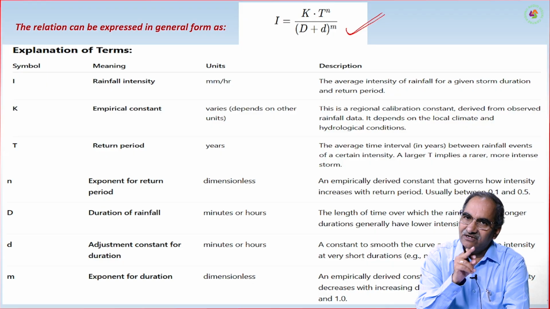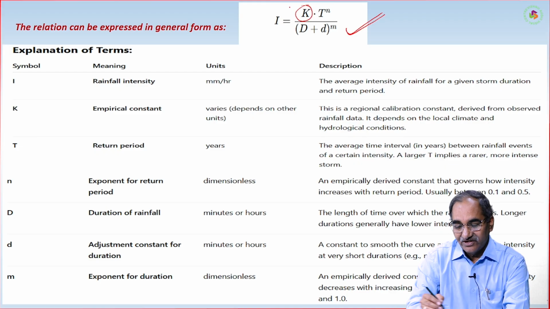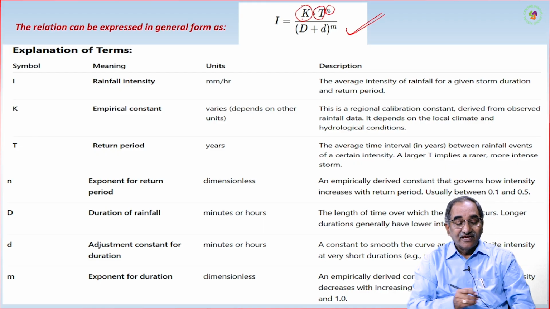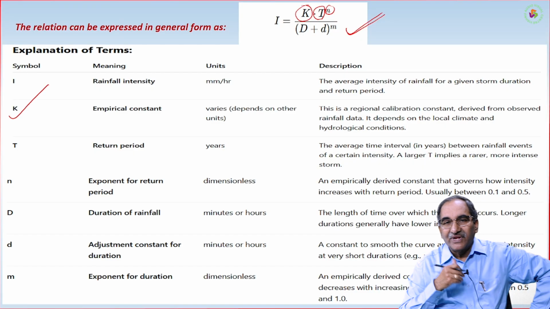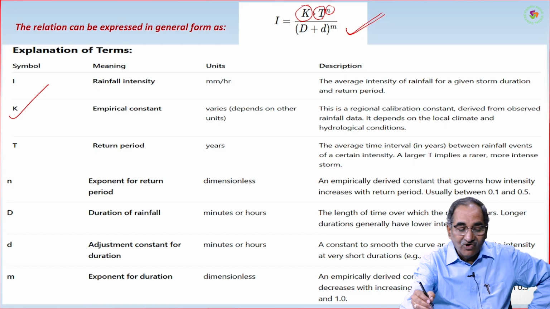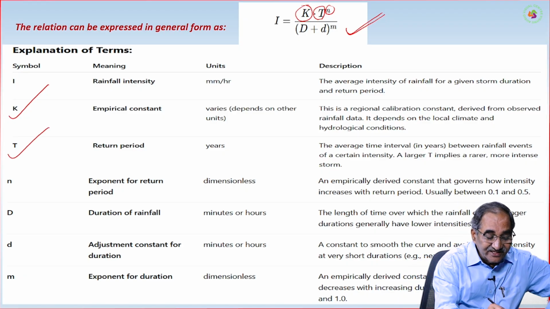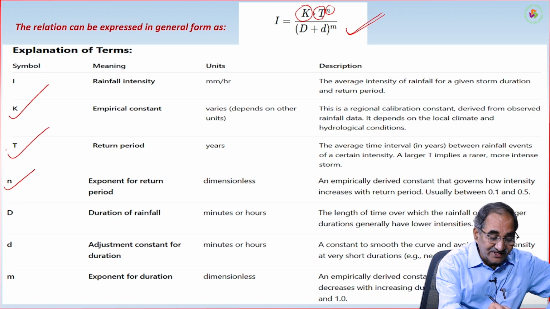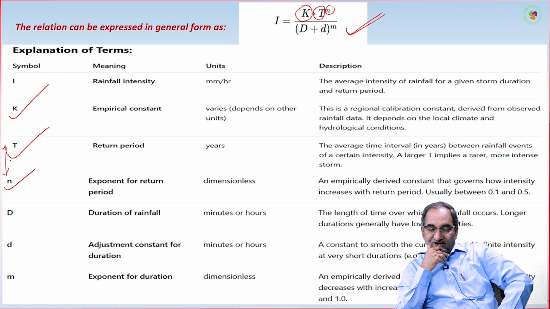Using this, we can use a very simple equation. Intensity of rainfall is equal to K into T to the power n, over some expression in D. What is this K? K is an empirical constant. Please remember, K is an empirical constant actually. What is T? T is the return period. What is n? This is the exponent of the basic relation between these two. It is an exponent of return period.